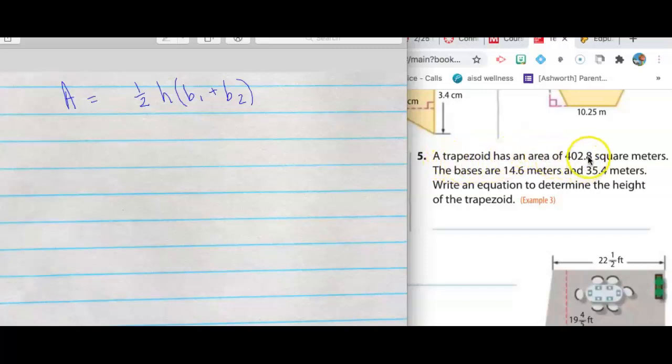A trapezoid has an area of 402 and 8/10 square meters. The bases are 14 and 6/10 meters and 35 and 1/4 meters. Write an equation to determine the height of the trapezoid.